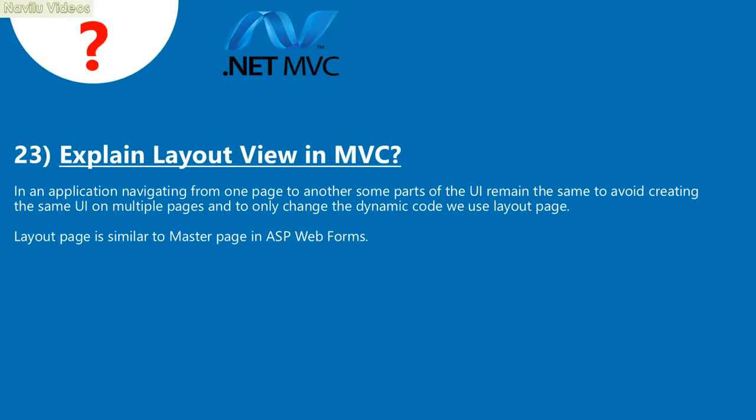23. Explain layout view in MVC. In an application, when navigating from one page to another, some parts of the UI remain the same. To avoid creating the same UI on multiple pages, and to only change the dynamic code, we use a layout page. Layout page is similar to master page in ASP web forms.